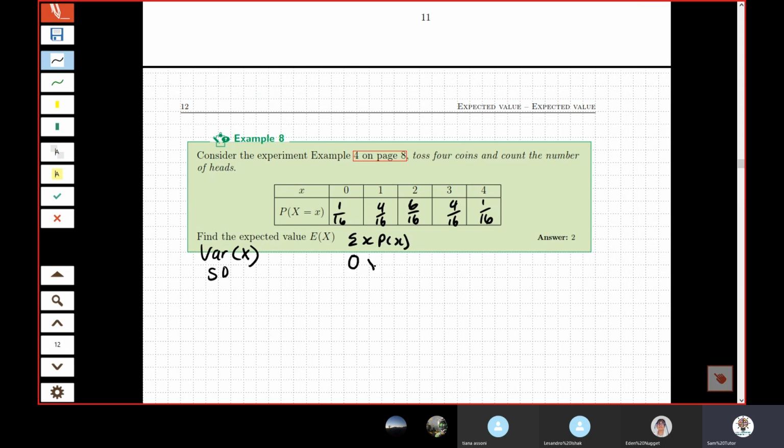So E of x equals 0, which also is mu. They're the same letter, you've got to get used to that. 0 times 1 on 16, 0 times the probability of that occurring, plus 1 times the score times the probability, 4 on 16.